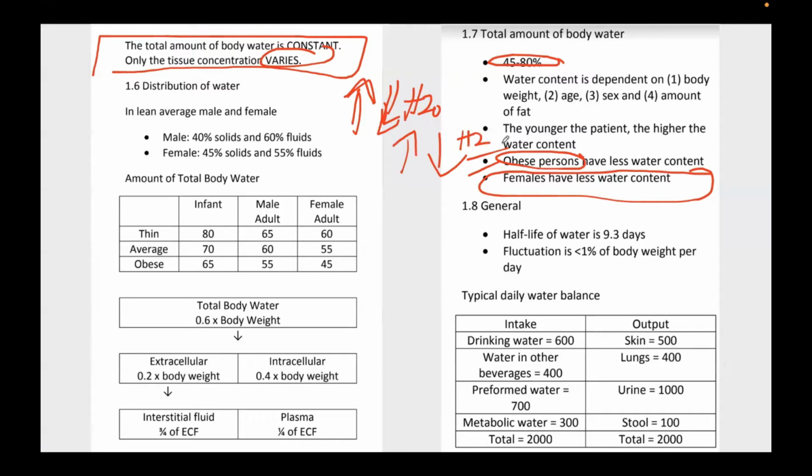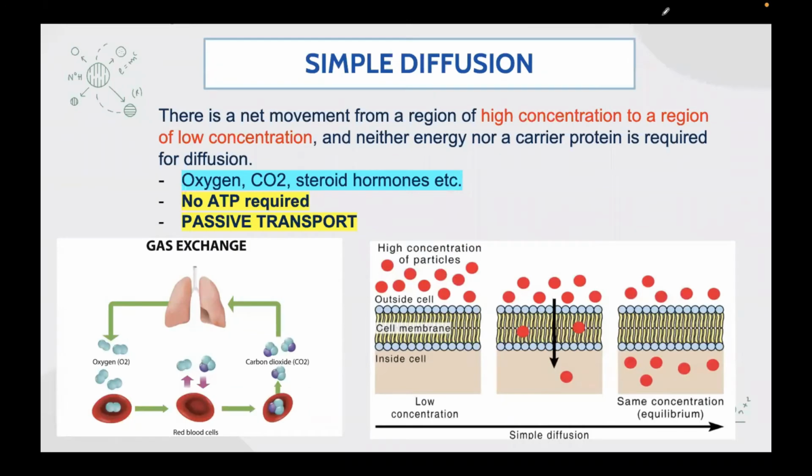Next, in general, the half-life of our water is 9.3 days, and then the fluctuation is less than 1% of body weight per day. Next, for our cell membrane, we have what we call transport of molecules or transport of other ions. And with that, we have two types of transport, namely your passive and then your active transport.